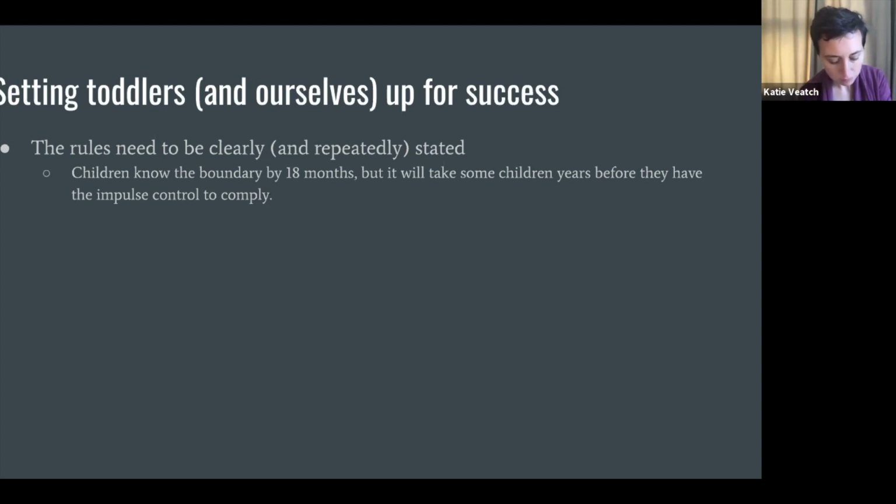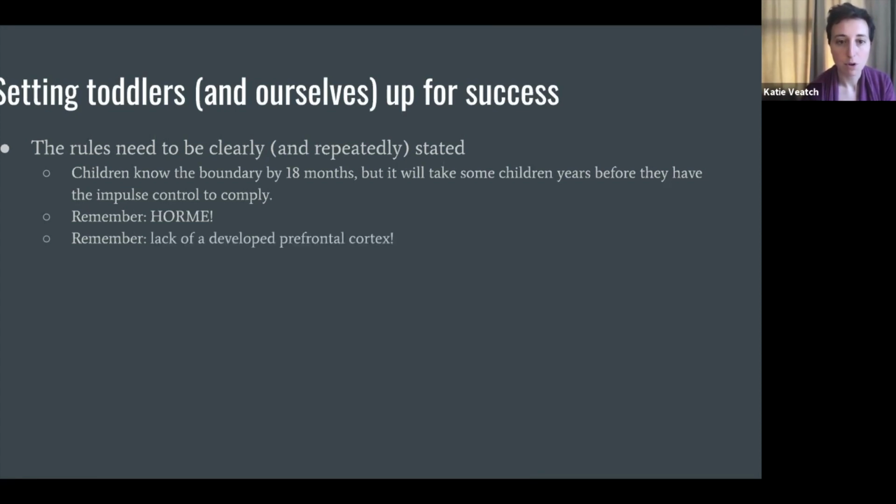So children know the boundary by 18 months, but for a lot of them, it will take years to have the impulse control to be able to comply. And then even when they have the impulse control, they still might not want to do it. Remember Horme? Remember that concept of that drive that they can't pull themselves away from? That's important. They're not doing anything to manipulate us. They're not doing anything to upset us. They're doing it because they have this drive for learning inside of them. It's the only thing they can think about in that moment.